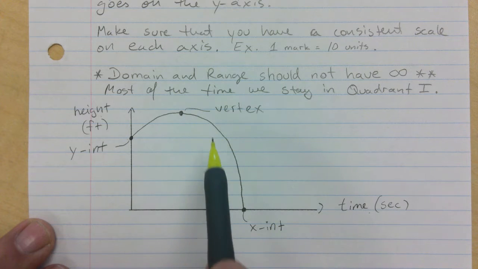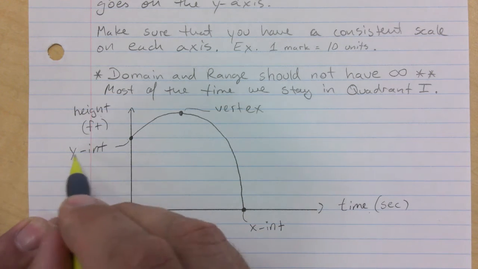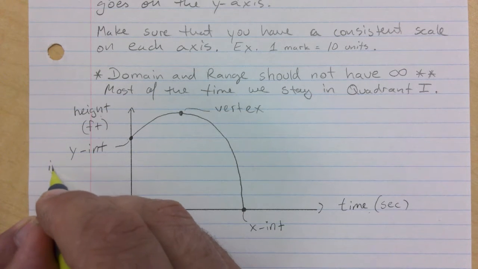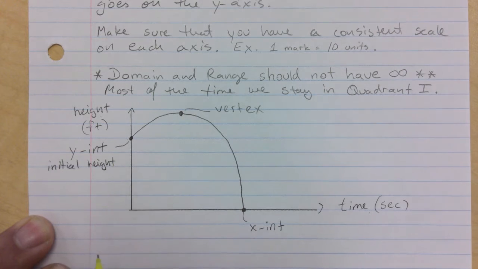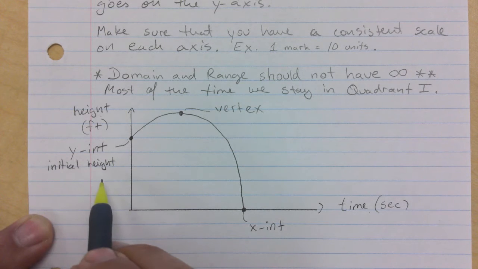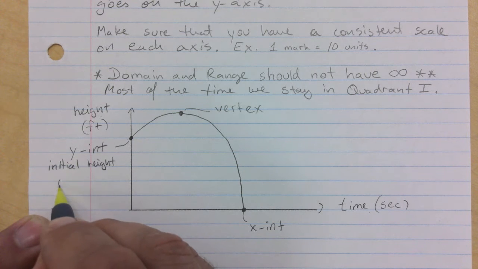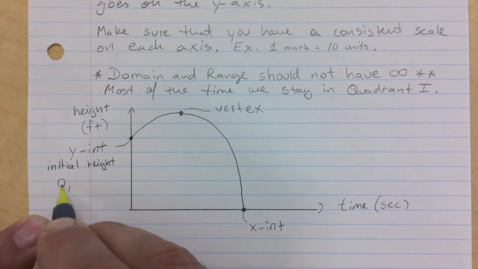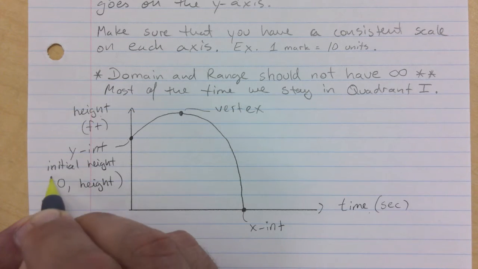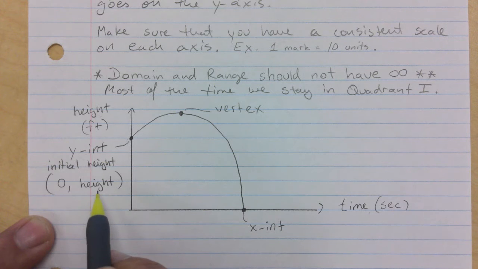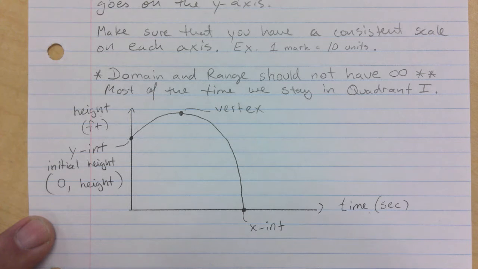Okay, so we still refer to them the same way, but they mean something quite different here. The y-intercept for us is what we call the initial height. Okay, we call it the initial height. That's the height at time 0. So as a coordinate, we would say 0 and then whatever the height is. At time 0, there's a certain height that we're going to have to calculate using our TI-84.